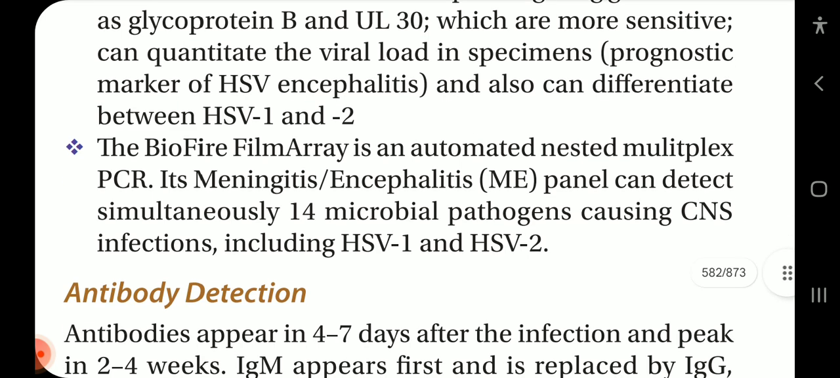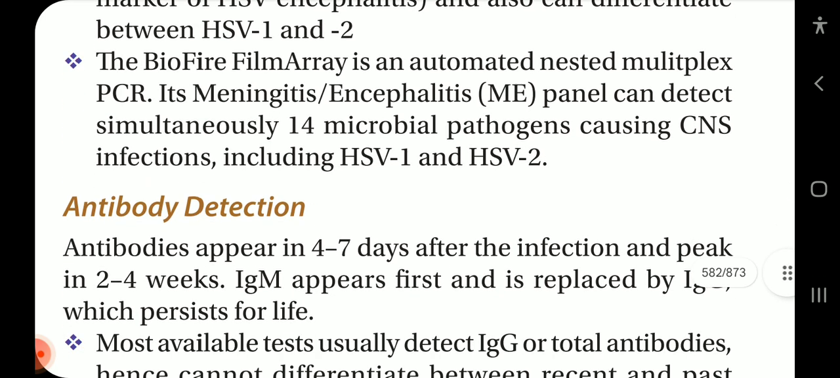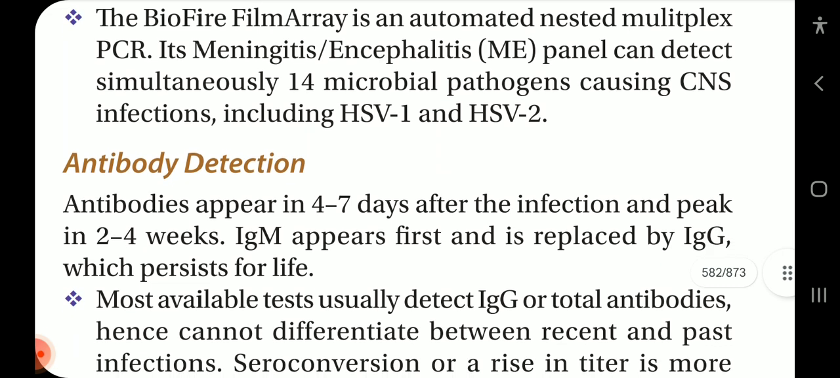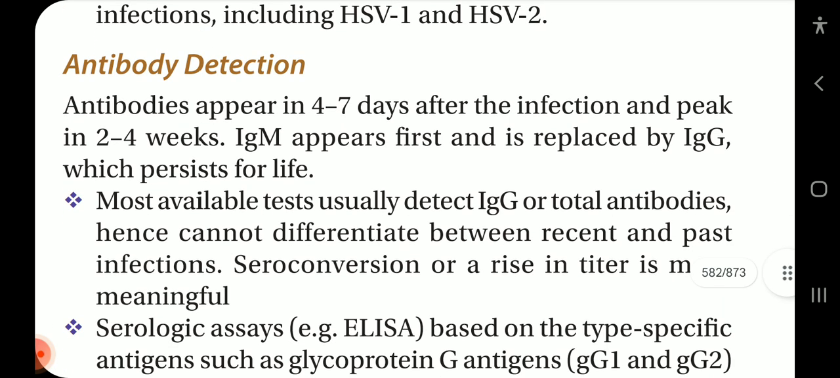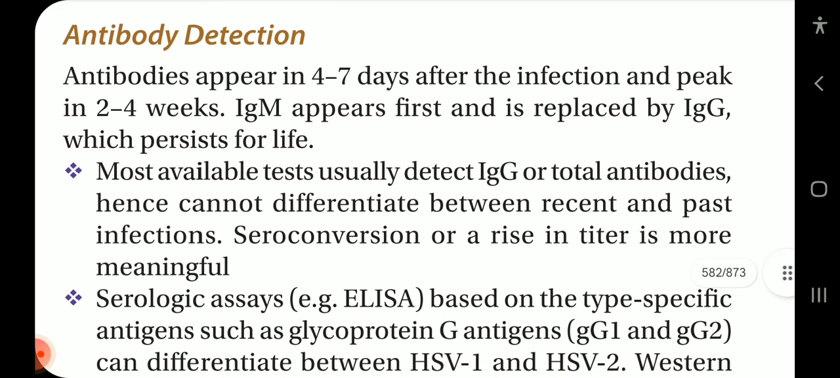The BioFire FilmArray is an automated nested multiplex PCR. Its meningitis encephalitis ME panel can detect simultaneously 14 microbial pathogens causing CNS infections, including HSV-1 and HSV-2. Antibody detection: antibodies appear in 4 to 7 days after the infection and peak within 2 to 4 weeks. IgM appears first and is replaced by IgG, which persists for life.